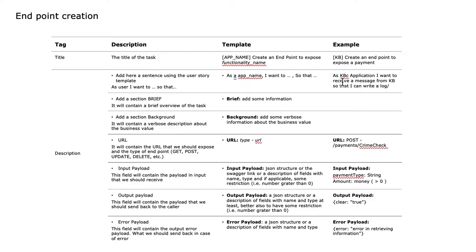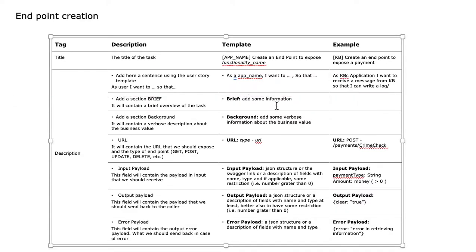It's just to give you an explanation of what the whole point of this Jira ticket is about. A good example is: as a Knowledge Bank customer application, I want to receive a message from Knowledge Bank so that I can write a log, for example. What I usually do as well is write some kind of brief, just an explanation about the whole essence of that ticket. A little background knowledge in regards to what the whole ticket's all about, where it's come from, just to give an idea.